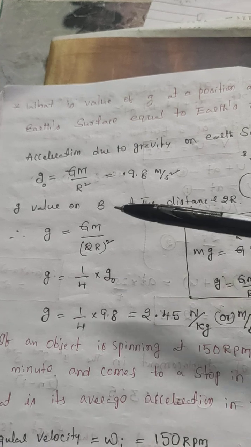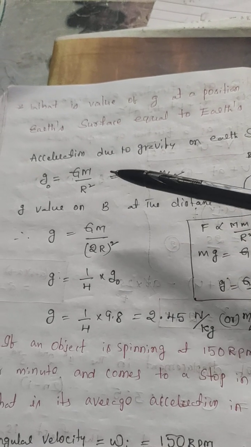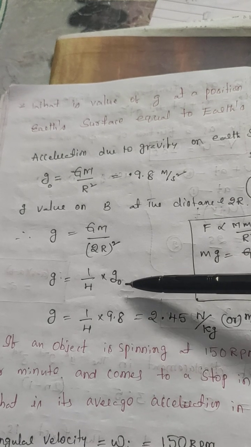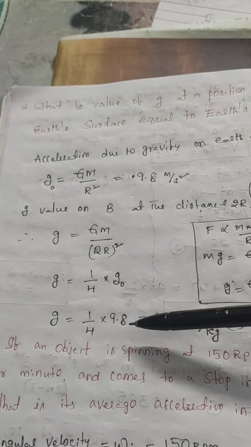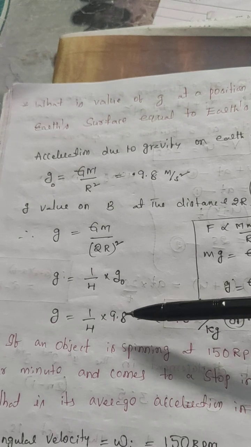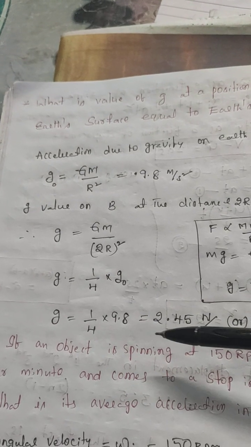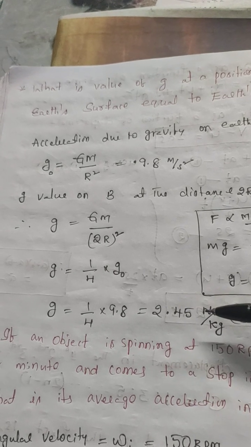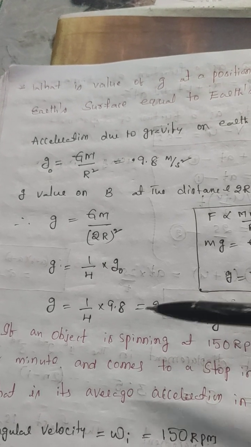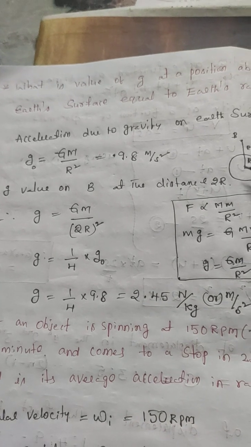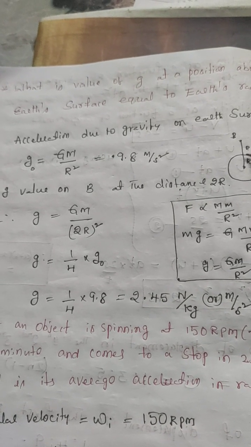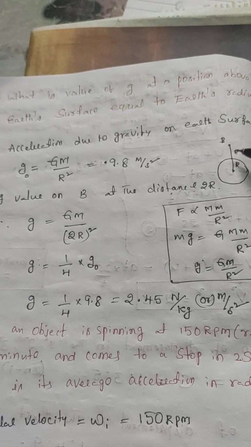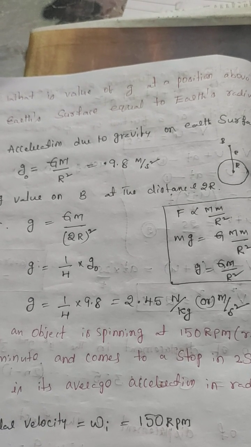This is 4R squared. Remaining GM by R squared is g naught, and this value is 9.8. Now 9.8 by 4: 4 twos are 8, remaining 1, 4 fours are 16, 4 fives are 20. This is the g value at a distance above the Earth's surface equal to the Earth's radius.